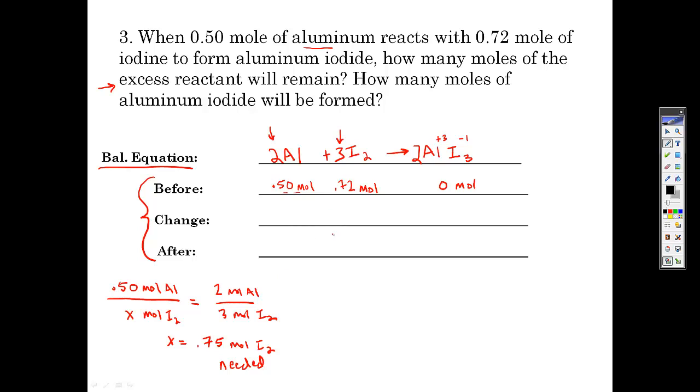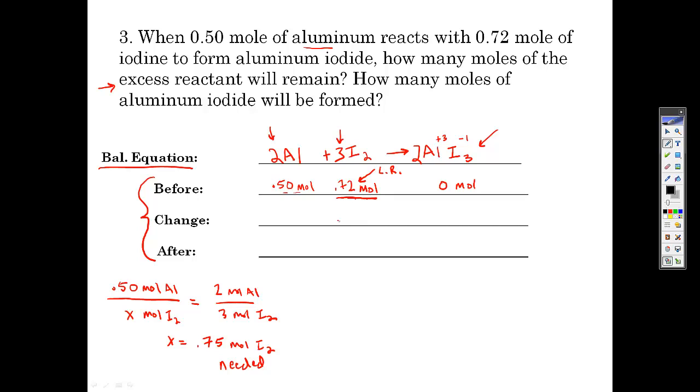Do I have 0.75 moles of I2? Well, if you look at this number right here, I don't have 0.75 moles of iodine. That means that I'm going to run out of this reagent first. This is my limiting reagent. That means that this is the important number to figure out how much product I would make, and also how much of this is going to be left over. So let's carry this number forward.